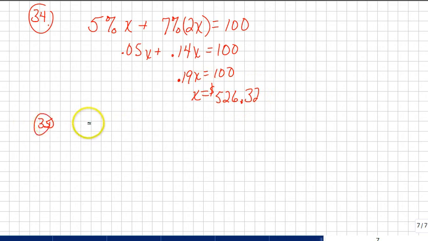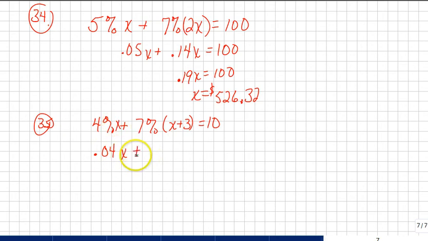35, 4% of x. This is the equation given, 4% of x. And we have a slight mistake in this equation, so I changed it to 7% of x plus 3, so the sample problem is wrong, equals 10. Like the previous problem, change your percents to decimals. You got 0.04, and there's an x there. 0.04x plus 0.07 distribute times x plus 3 times 0.07, which is 0.21, equals 10. Combining your x's, you get 0.11x.